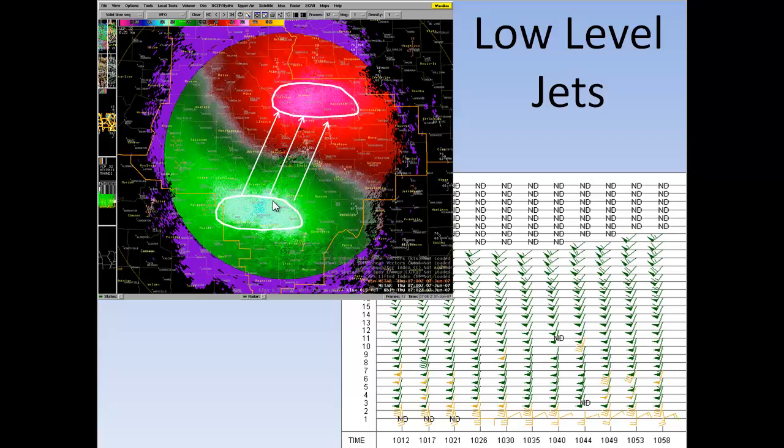But in the springtime, this is a good thing to look at in the morning. Just when you're looking at radar data on the internet, switch over to velocity and see if you can see this kind of pattern, and you'll know that there's a strong low-level jet that morning.